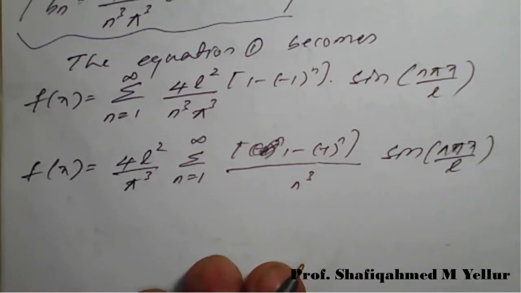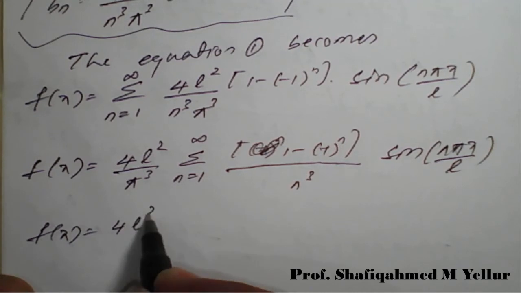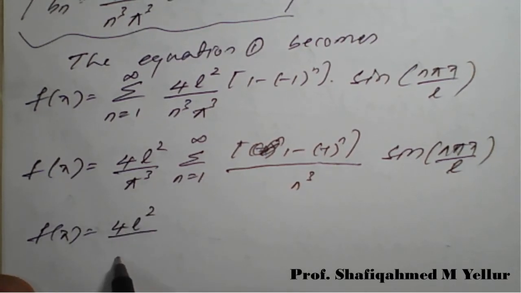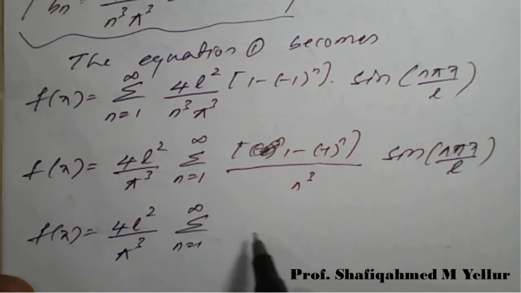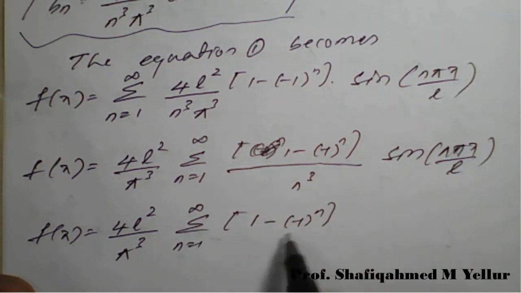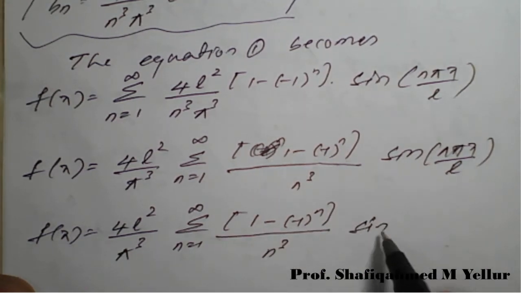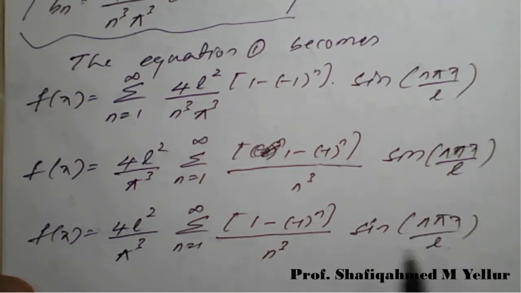Or else I'll rewrite this one. So f of x is equal to 4L square divided by pi cube summation n from 1 to infinity 1 minus minus 1 raised to n divided by n cube into sine of n pi x upon L.